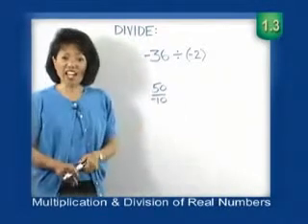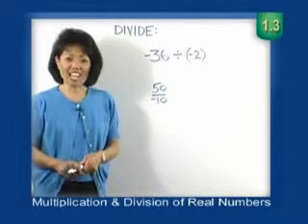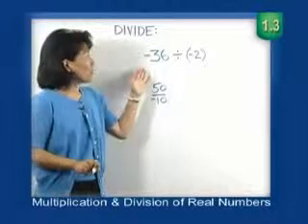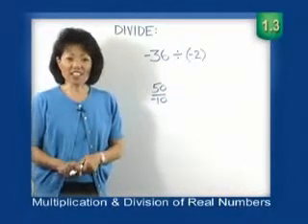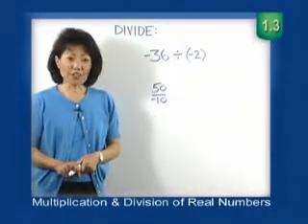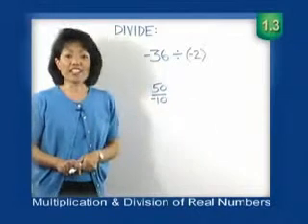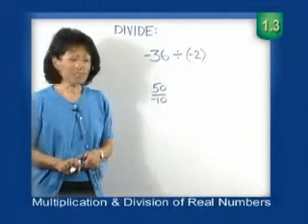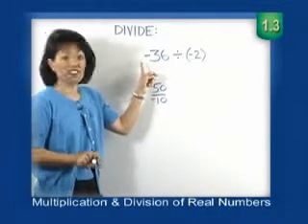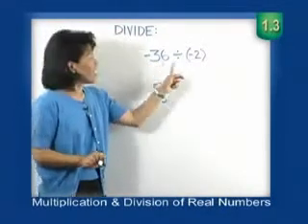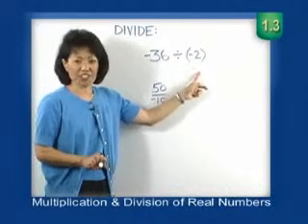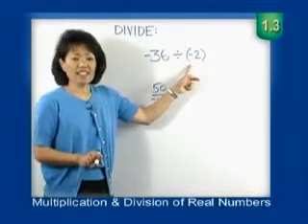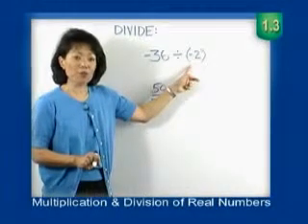The rule for dividing real numbers is exactly the same as for multiplying real numbers, and that is this. To divide real numbers, just count the number of negative signs. If there's an odd number, the division or the quotient is negative. If there's an even number, then we have a positive. So let's count. We're going to divide negative 36 divided by negative 2. Count the number of signs. 1, 2. This tells us that our quotient will be positive.